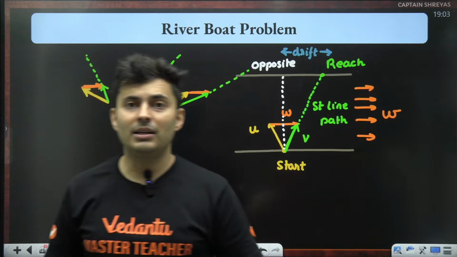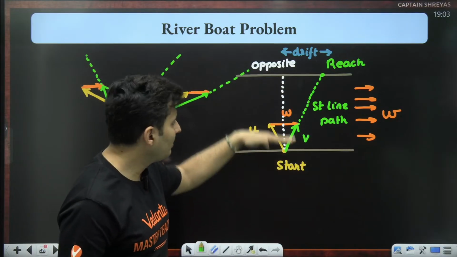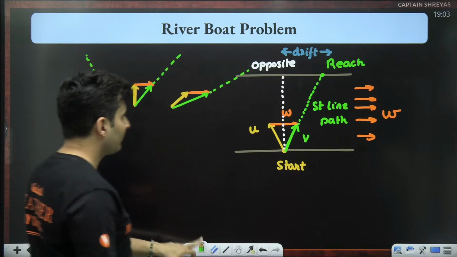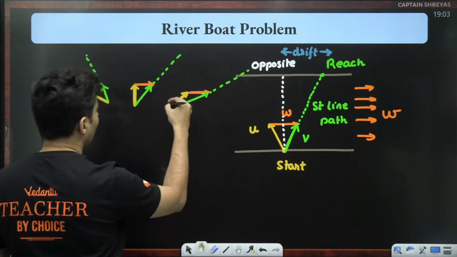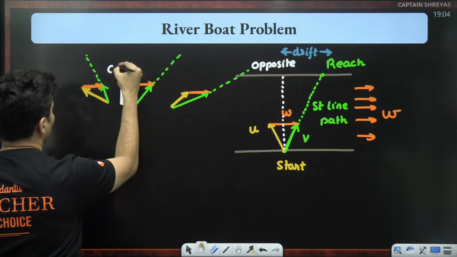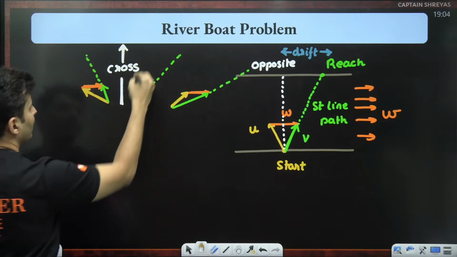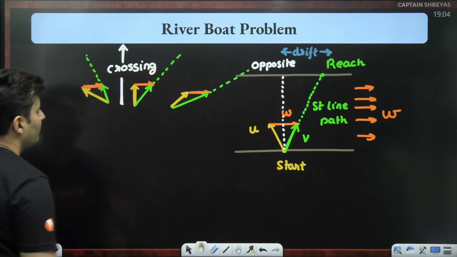It will not be dependent. How is it dependent? Because river velocity is horizontal. You are crossing from this side to this side. Remember, this is the direction of the crossing. Always you are crossing in this direction. When I say you are crossing the river, you are crossing the river in this particular direction.